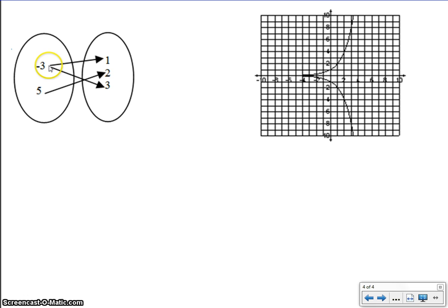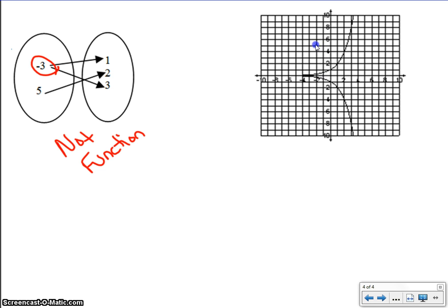All right, let's look at this mapping here a minute. My input is a -3, I get out a 1, I also get out a 3, so this right here tells me that I have two outputs for this one input, so that is not a function. That does not demonstrate a function relationship.